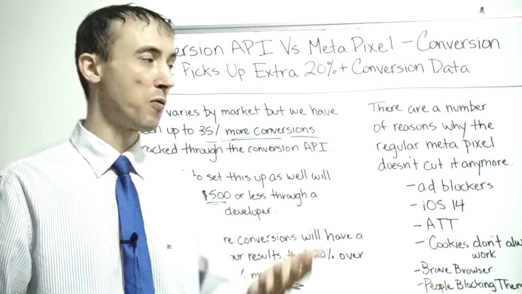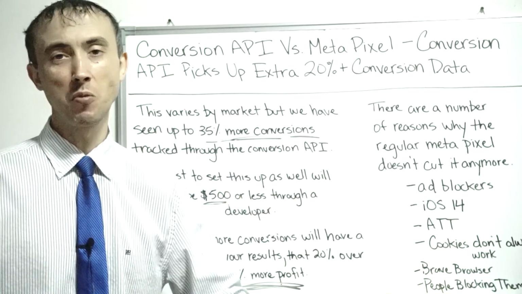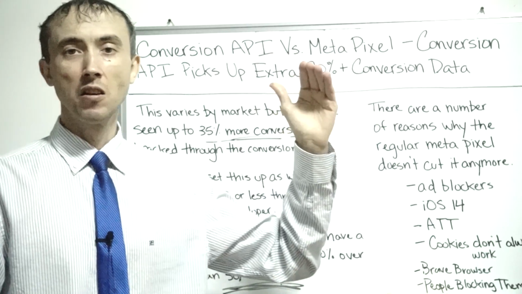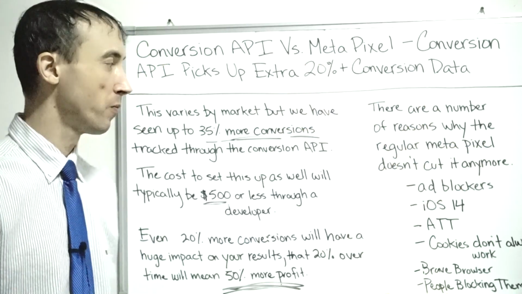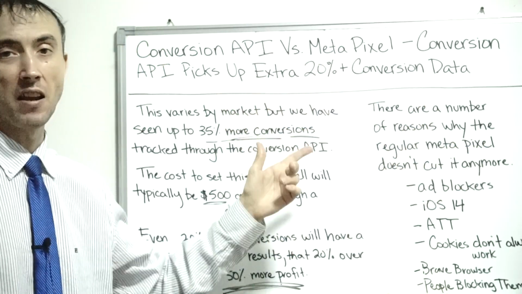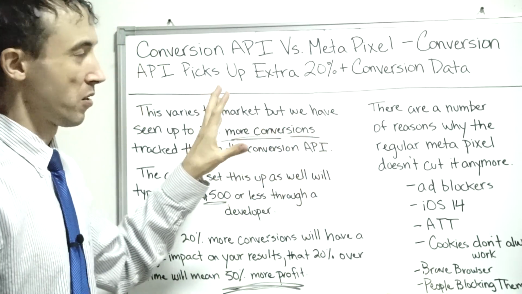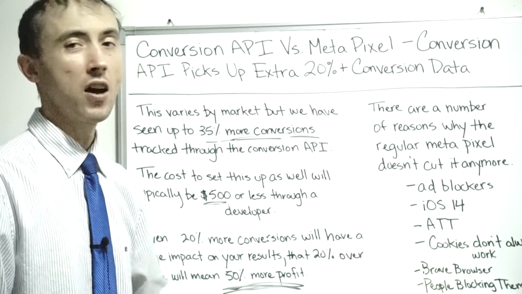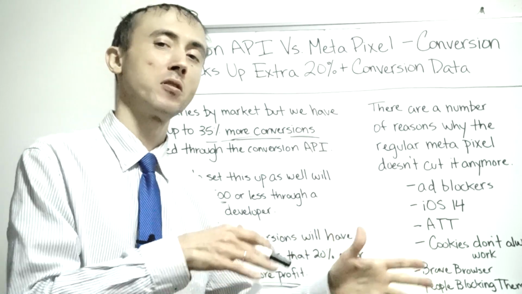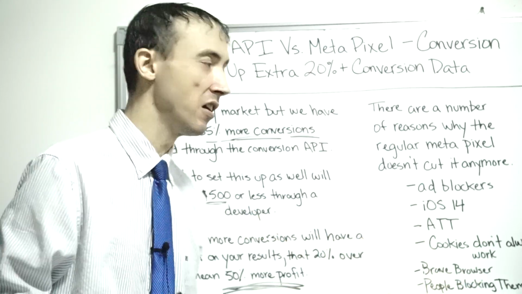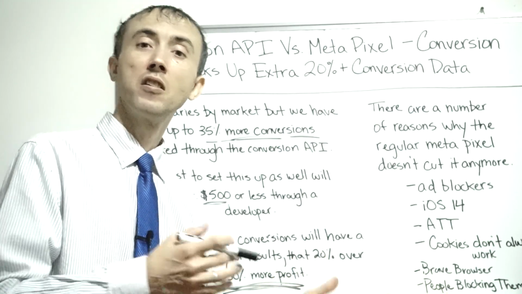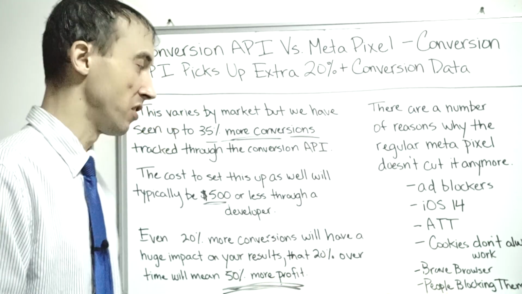Well, that will tell you if you're on this high or low range, whether you're at 10% of extra data you're going to get through the conversion API and using that versus 30-35%, or even higher, because this is just what I've seen. And it all comes down to the iOS 14 and the changes that Apple has made through their iOS 14 and allowing people to very easily block the tracking on their devices.